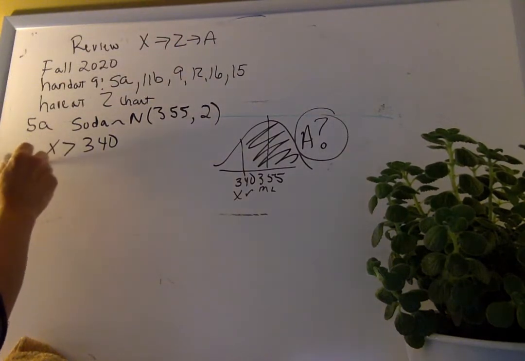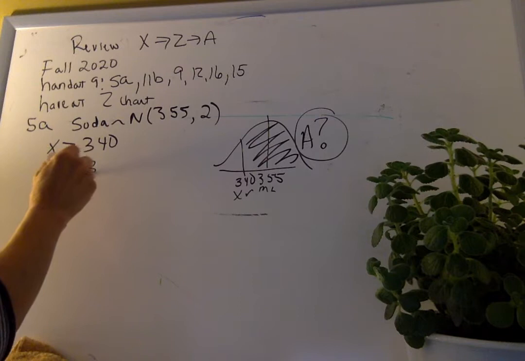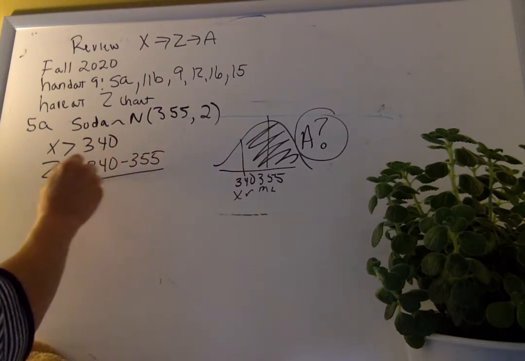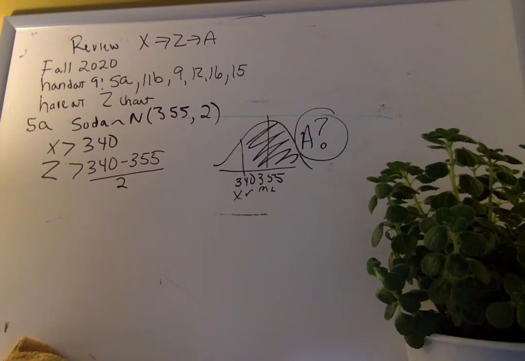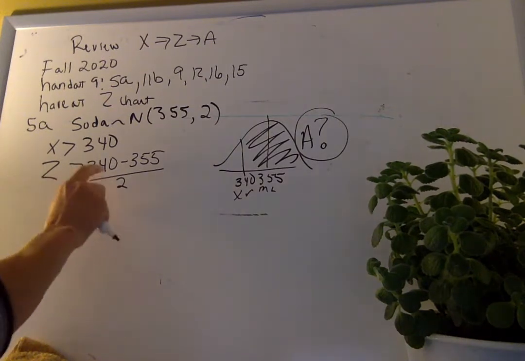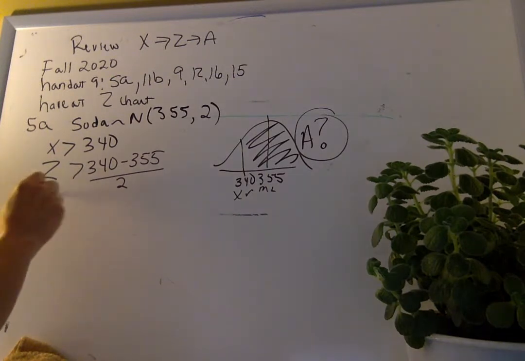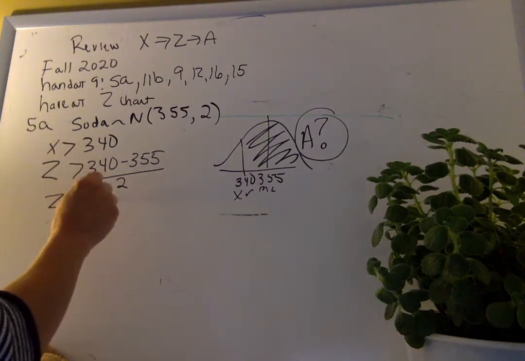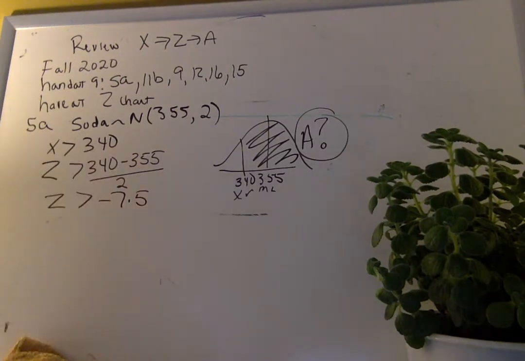All right, how do we get z's? We always subtract off the mean, divide by standard deviation. Some of you use the wrong z-score formula on test 1. Make sure you have the z-score formula correct. This is z greater than. I'm going to cheat and use my answer key. Negative 7.5. All right, we are not done yet.